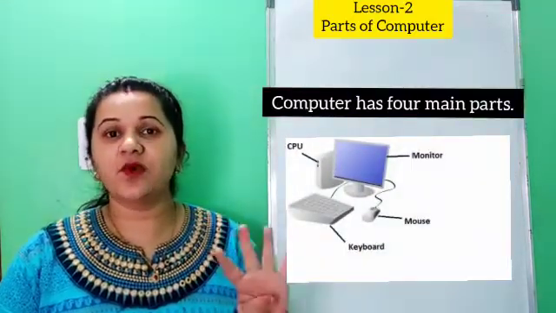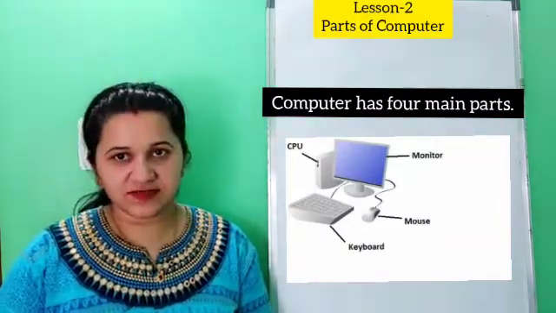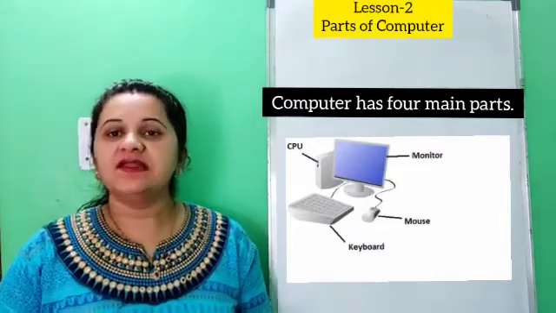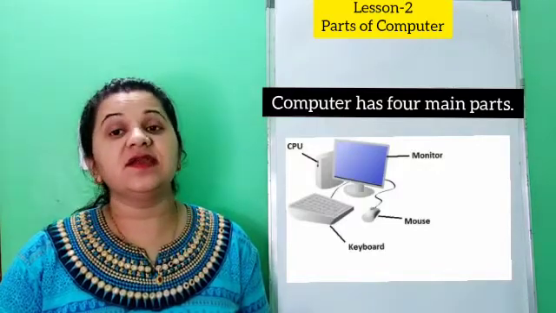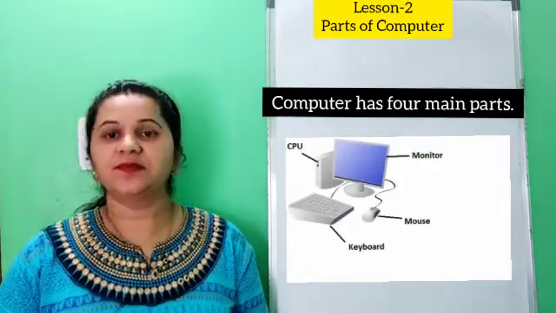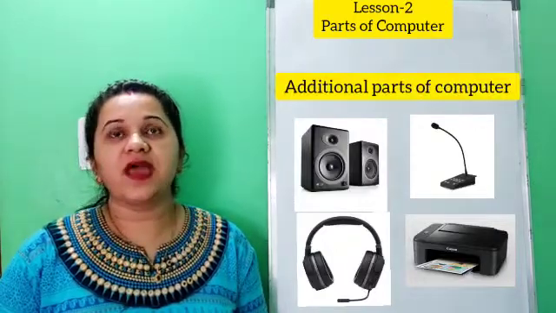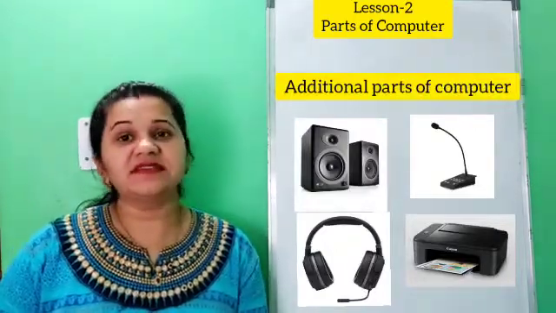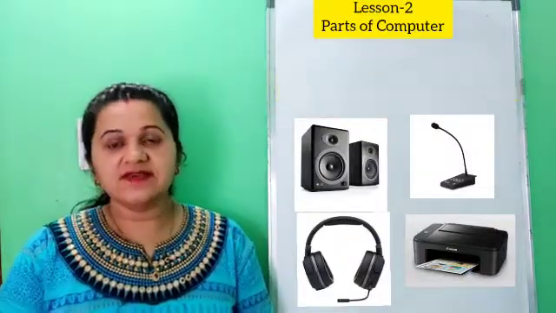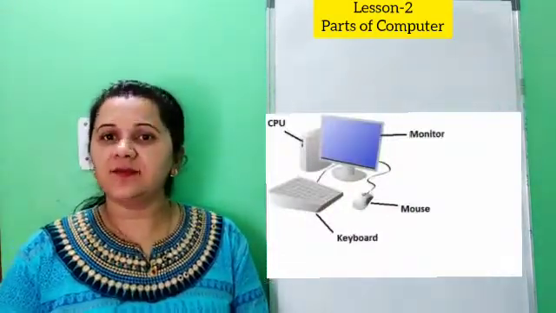Now, see children, a computer has many different parts, but there are 4 main parts. What are they? Yes, they are monitor, CPU, keyboard and mouse. These 4 parts are very important. They are known as the main parts of computer. Okay, the rest, speaker, microphone, headphone, printers, scanners, these are the additional parts of a computer. So the main parts are monitor, CPU, keyboard and mouse.